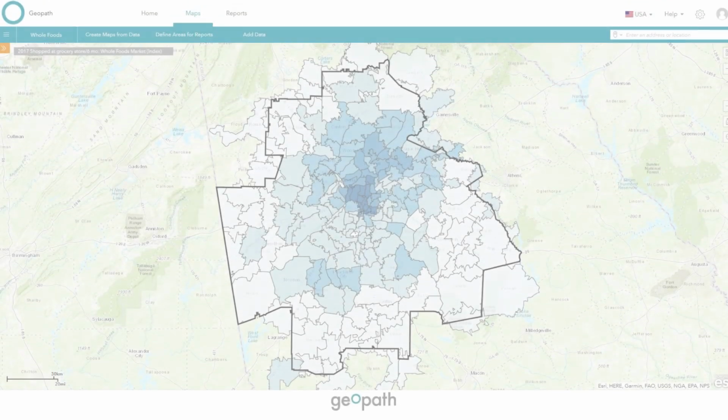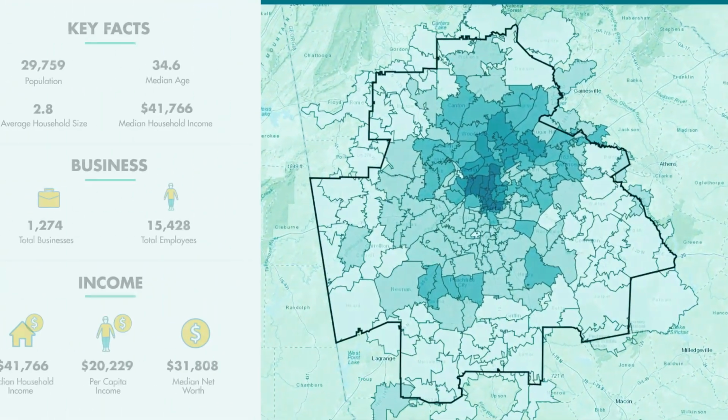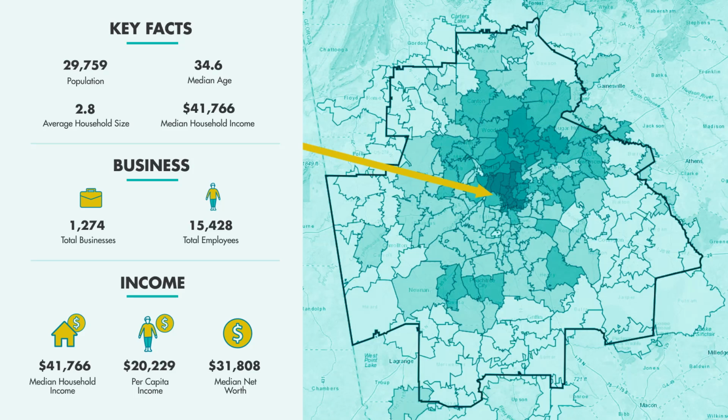This audience segment can be plotted on a map to see where they live. Specific areas can then be evaluated based on their index to this behavior, and these areas can be used to build audience profiles. In this example, let's look at that segment of people who have actually shopped at Whole Foods and the zip codes where they live.